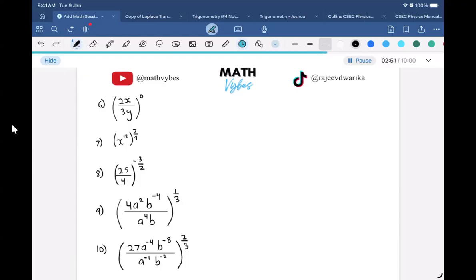So I don't want you guys to convert the answer to surd form. I want you to leave your answer in the index form, right? So if you have a to the power a half, don't write square root of a. Just leave it as a to the power a half.